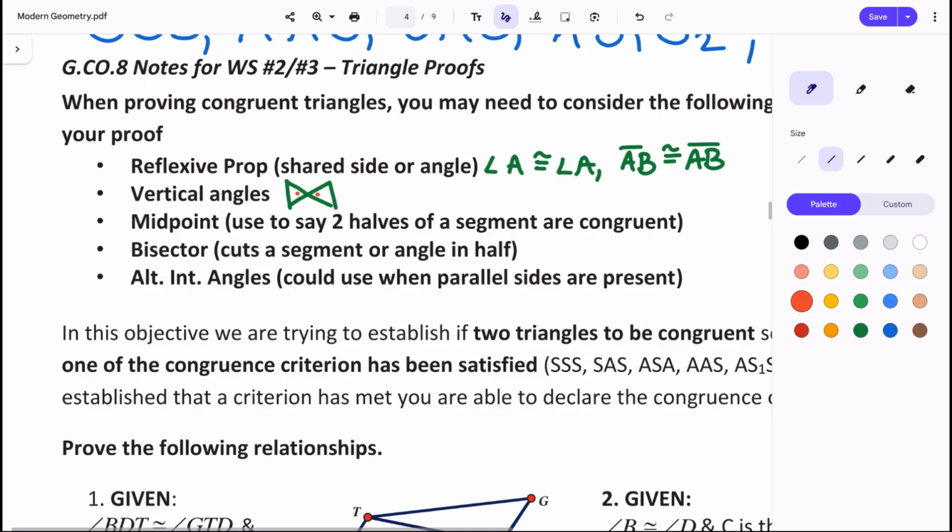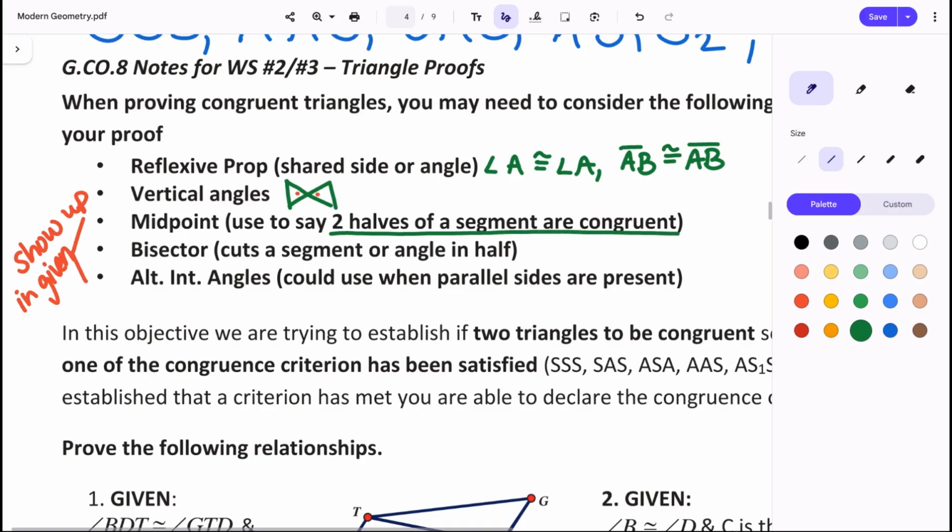Now, these next couple of things, these 3, I would say these are going to show up in your given usually. So what I mean is they may not always tell you in the given, hey, you have vertical angles, or hey, there's a reflexive side showing up, because we should be able to see that from our picture. These next three things, though, they're going to maybe have those words like midpoint, bisector in the given for you to use. Midpoint is saying that two segments, like two halves of a segment, are congruent to each other. So I'm just going to underline two halves of a segment are congruent.